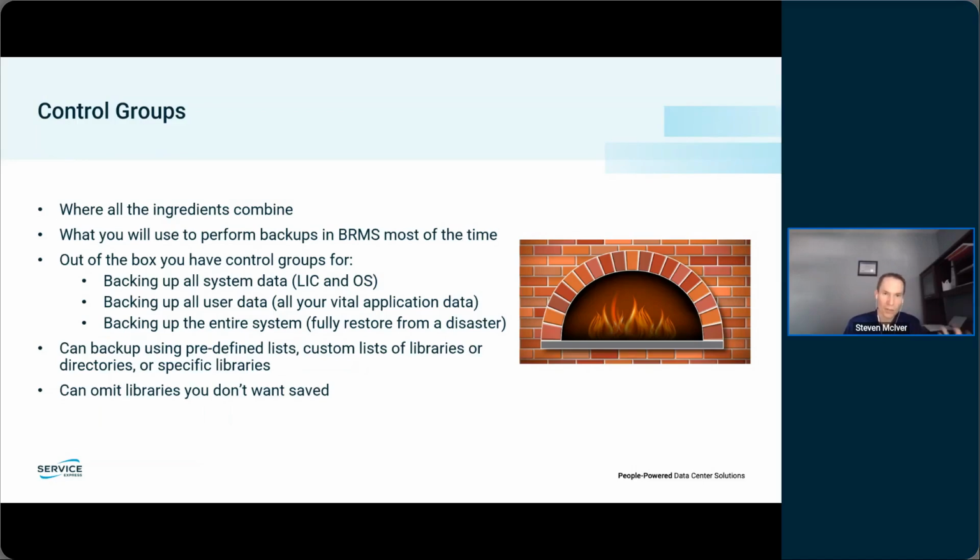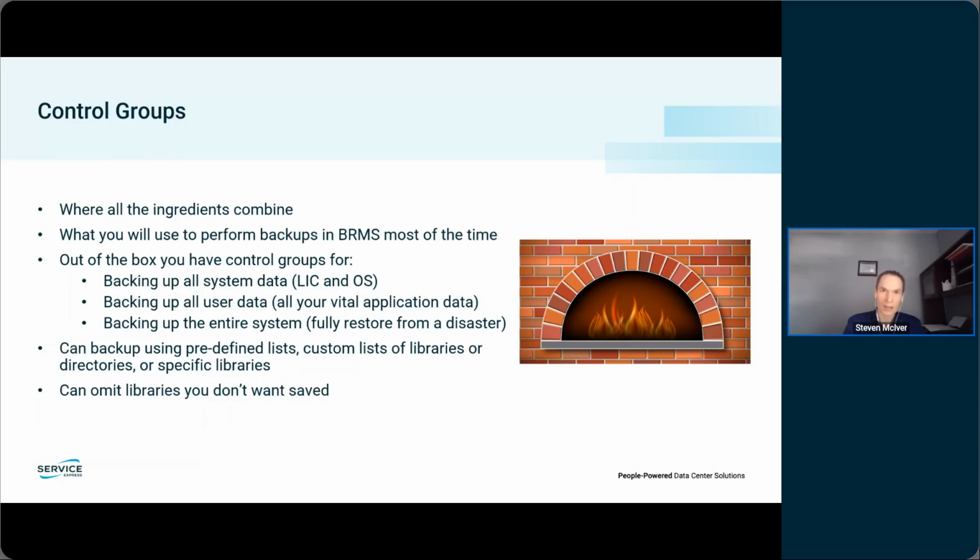And you can back up all the user data, and this is all your vital application data. And then also you have a save for backing up the entire system. So this is the same as a go save 21. So to fully restore from a disaster, if you got a full backup of the system, this would be the great backup to restore from. And so you can back up using predefined list, custom list of libraries or directories, or specific libraries. So you have options there.